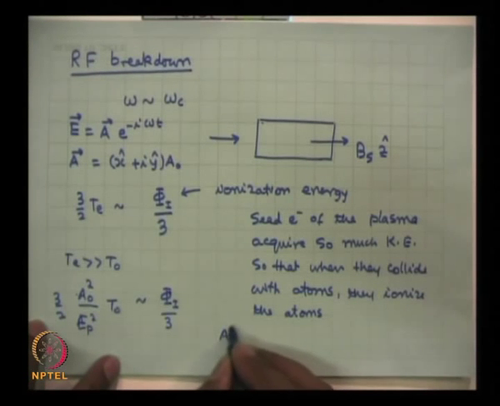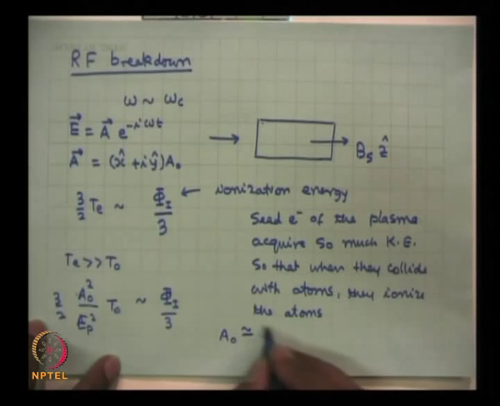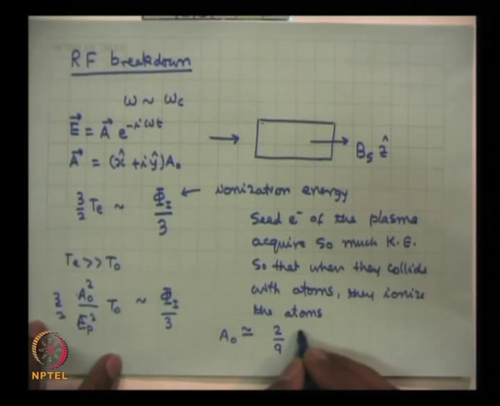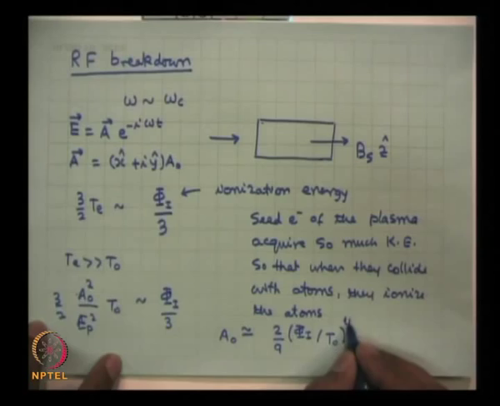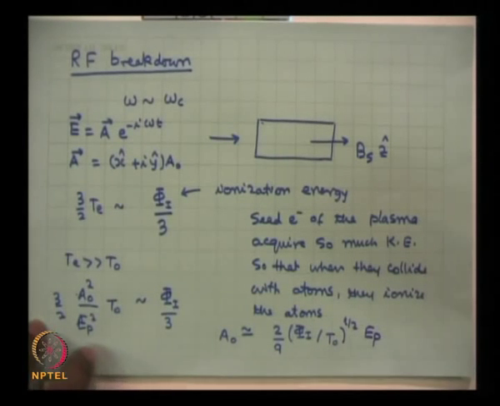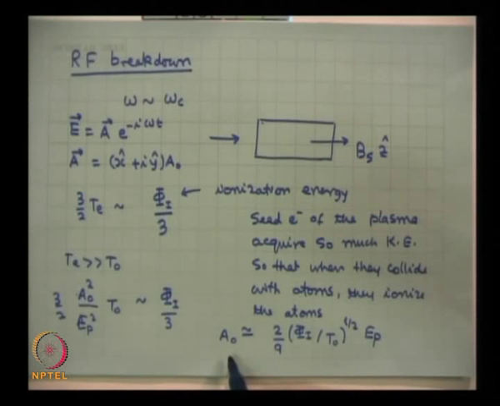So, A0 should be of the order of, put this here, 2 by 9 phi I upon T0 to the power half into EP. I think this is a very interesting, very simple expression that tells you that if your radio frequency field had an amplitude bigger than this, it will cause brisk ionization or breakdown of the gas and a plasma of high density can be formed.